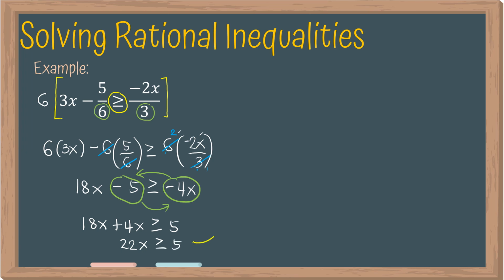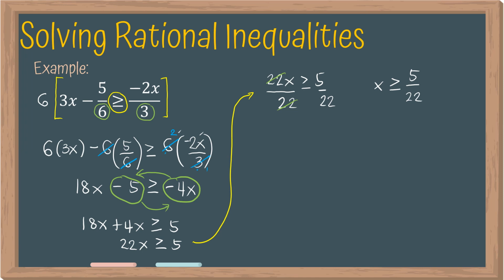So, let us continue our solution here. So, you will have, I will just copy, 22x is greater than or equal to 5. To solve for x, we're going to divide both sides of our inequality by the same value, which is 22. So, we can cancel out 22 here. So, therefore, the value of x will be greater than or equal to 5 over 22. So, that will be the value of x.